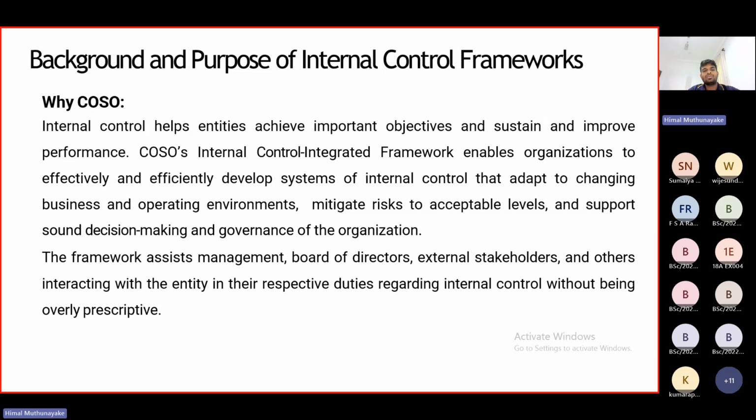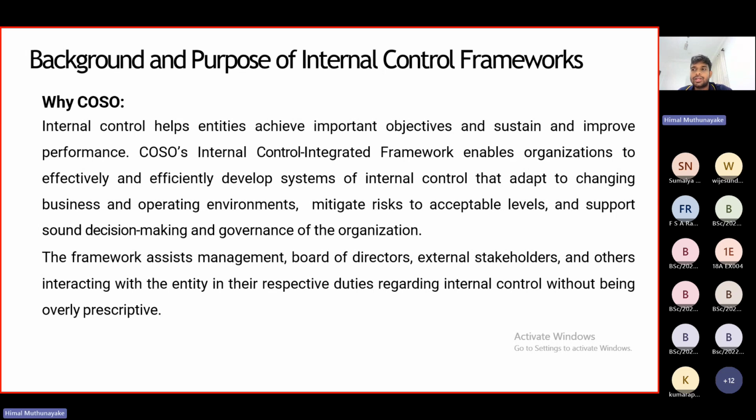Therefore, the COSO internal control integrated framework enables organizations to effectively and efficiently develop a system of internal control. What is the importance of this framework? It provides guidance to the people in the organization when they are developing the system of internal control, to develop an effective and efficient system of internal control. They can use this COSO framework, because we need an efficient and effective system of control to address the risk and manage it to an acceptable level.